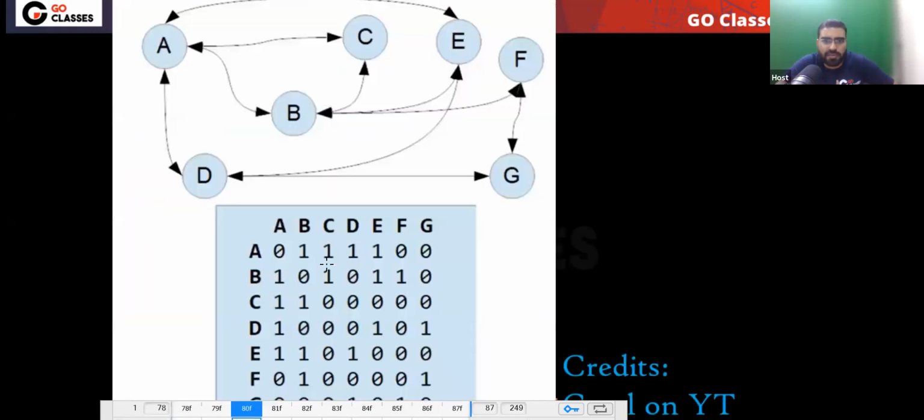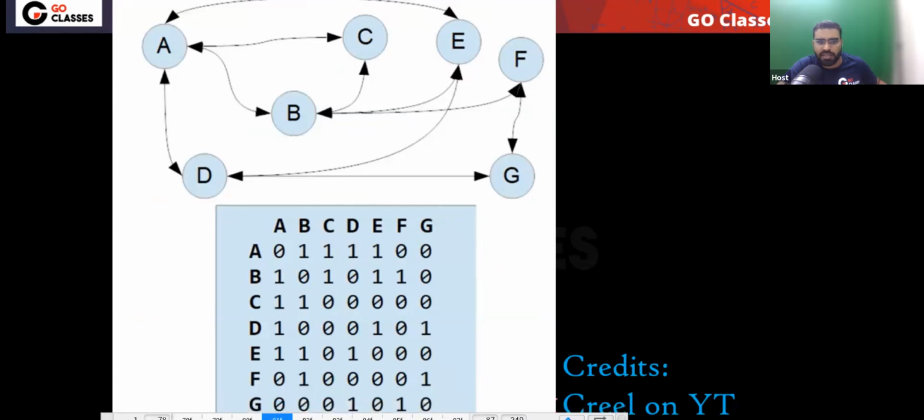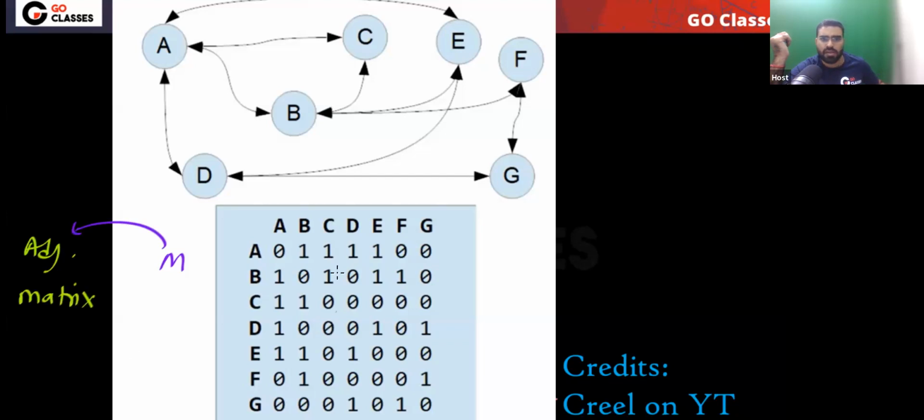Let's see this question. Consider this on your screen. This is a graph. This is a directed graph, correct? And this is the adjacency matrix. I have taken this example from a YouTube video. The name of the YouTube channel is Serial, so credits to Serial for this example. You can see this is the example on your screen. This is a directed graph, and this is the adjacency matrix. Okay. What is this M? This M is basically the adjacency matrix of this graph. Okay. You can check it out.